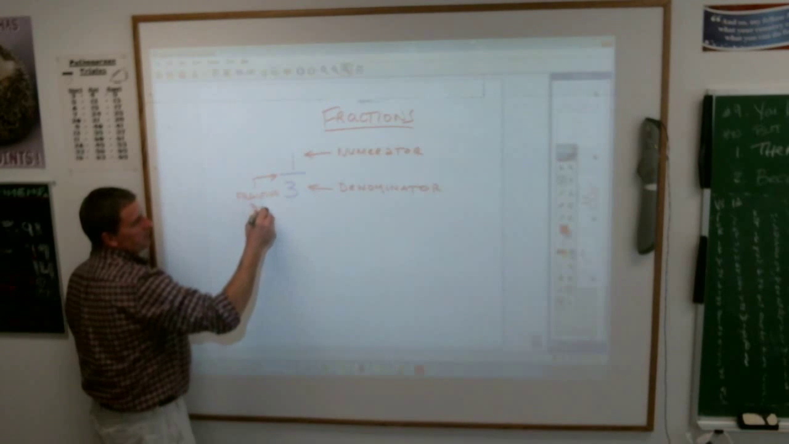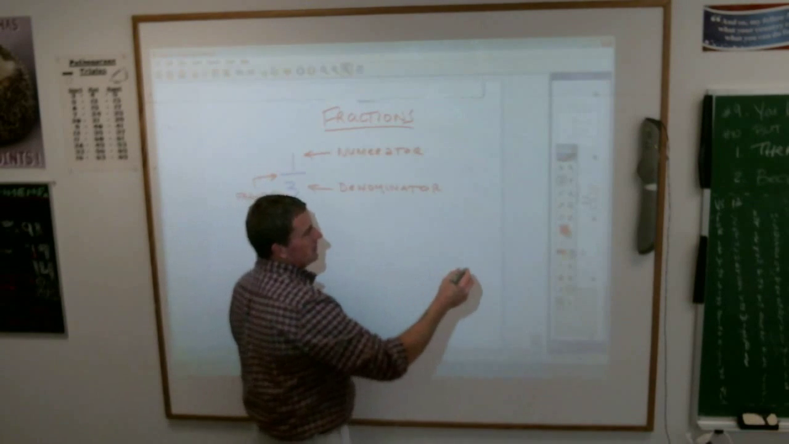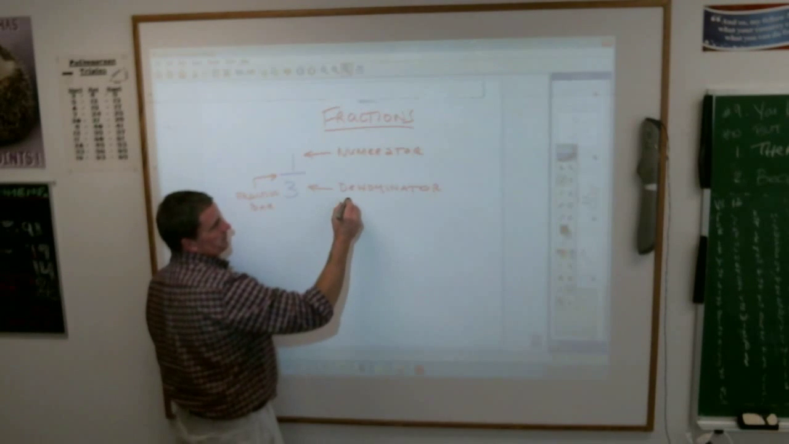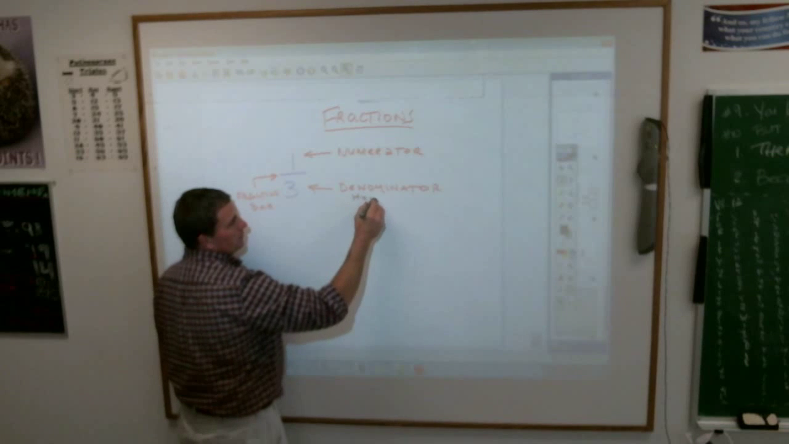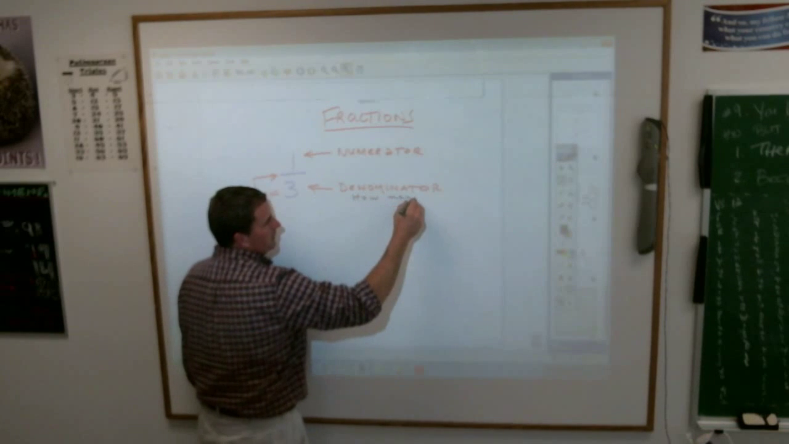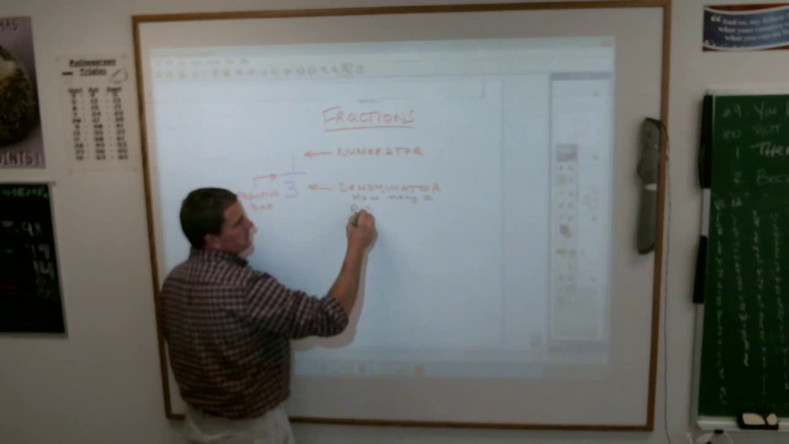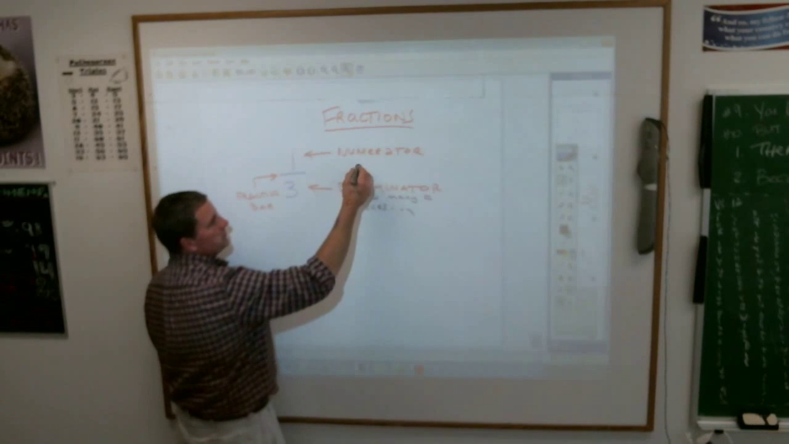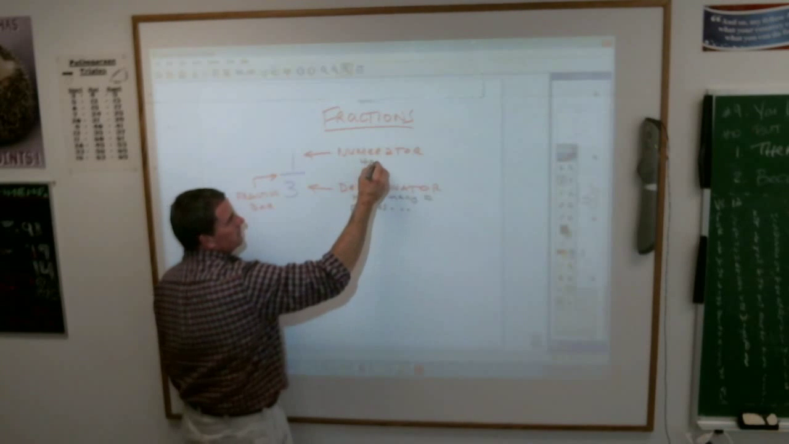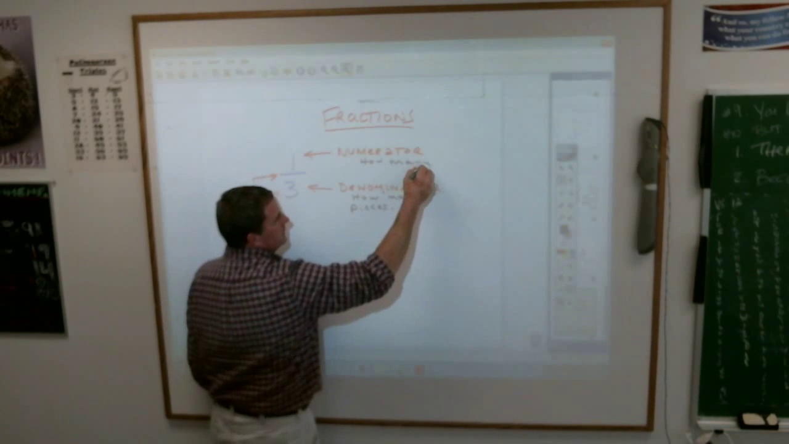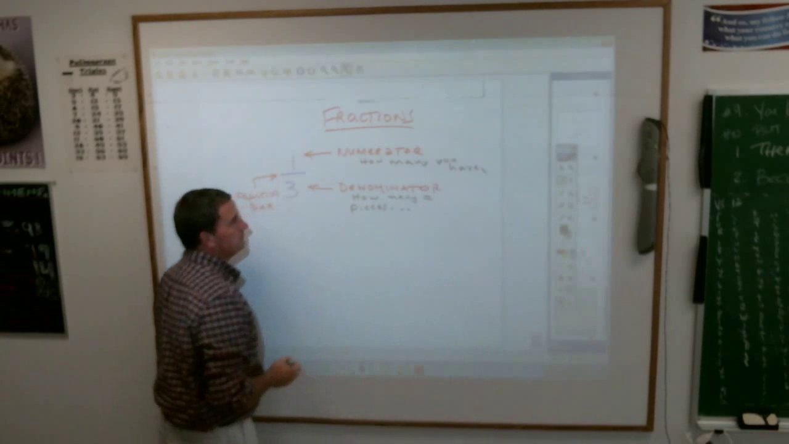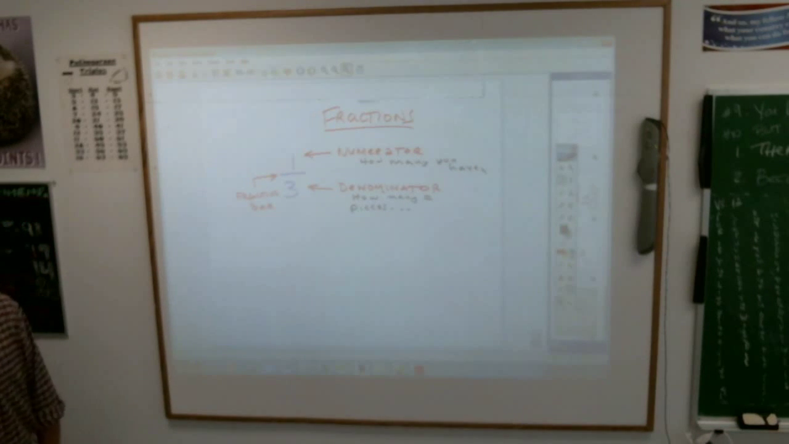And what you must remember about these is the bottom number tells you how many equal pieces you're cutting something into. How many equal pieces. And the top number tells you how many of those equal pieces you have. How many you have. Okay. Which is stuff that you've worked with before. This is not earth-shattering stuff here.